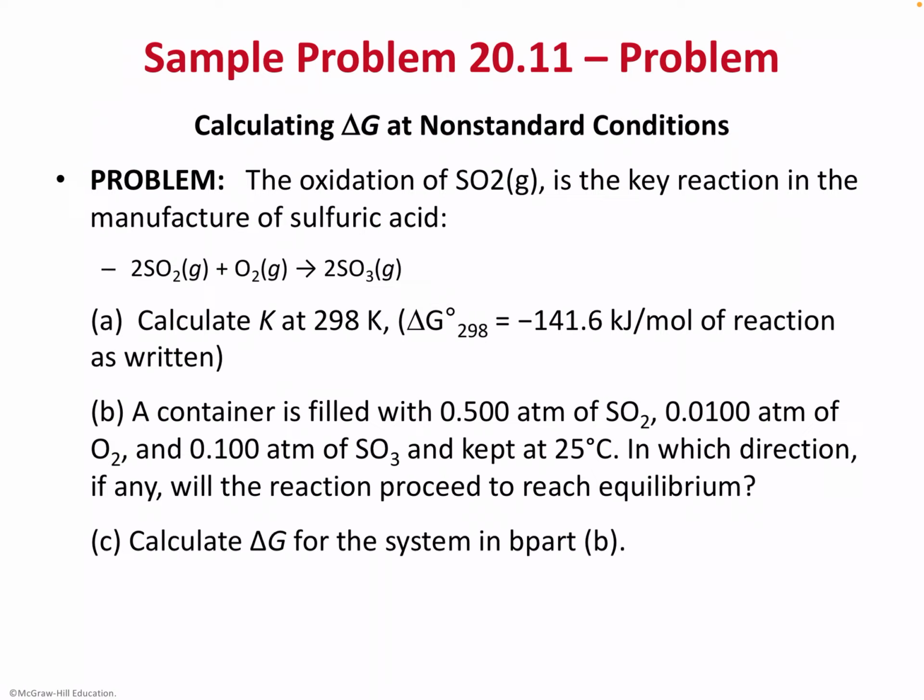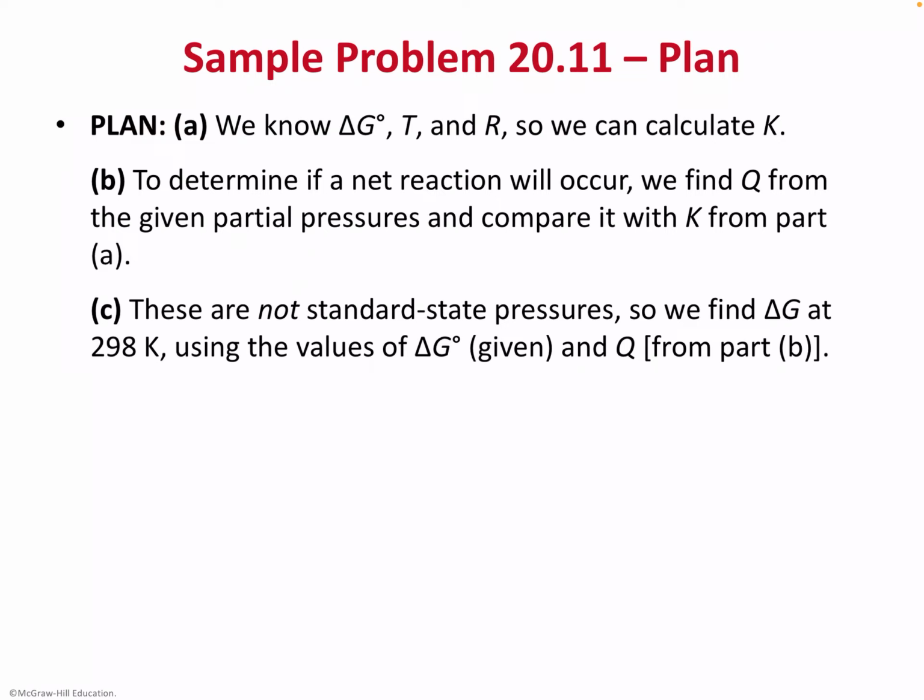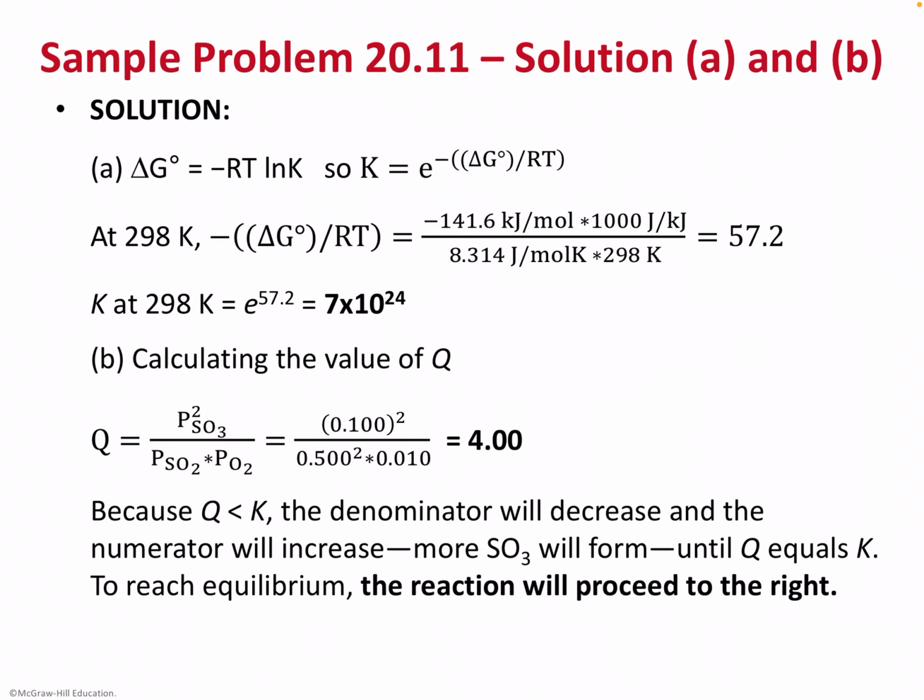Another question: the oxidation of sulfur dioxide is the key reaction in the manufacture of sulfuric acid. Calculate the equilibrium constant at 298 Kelvin, and we are given delta G naught, negative 141.6 kilojoules per mole of reaction as written. Let's do that first. Easy again. We know delta G naught, temperature, and the gas constant, so we can calculate K.